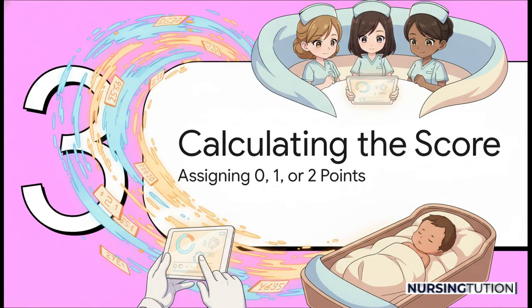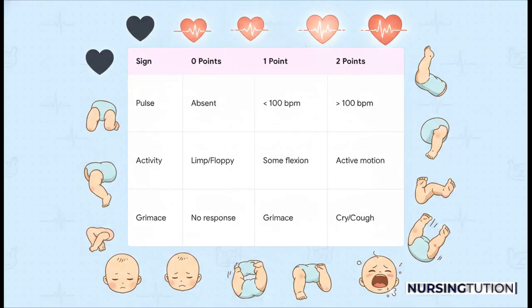Now for Section 3, calculating the score. Let's get into the real meat of your exam material and see how we turn these signs into actual numbers. For each of the 5 categories, you're handing out a 0, a 1, or a 2. Let's start with pulse, which, by the way, is the absolute most critical part of the score when deciding if you need to resuscitate. No heartbeat? That's a 0. Less than 100 beats per minute is a 1, and over 100 is a perfect 2.